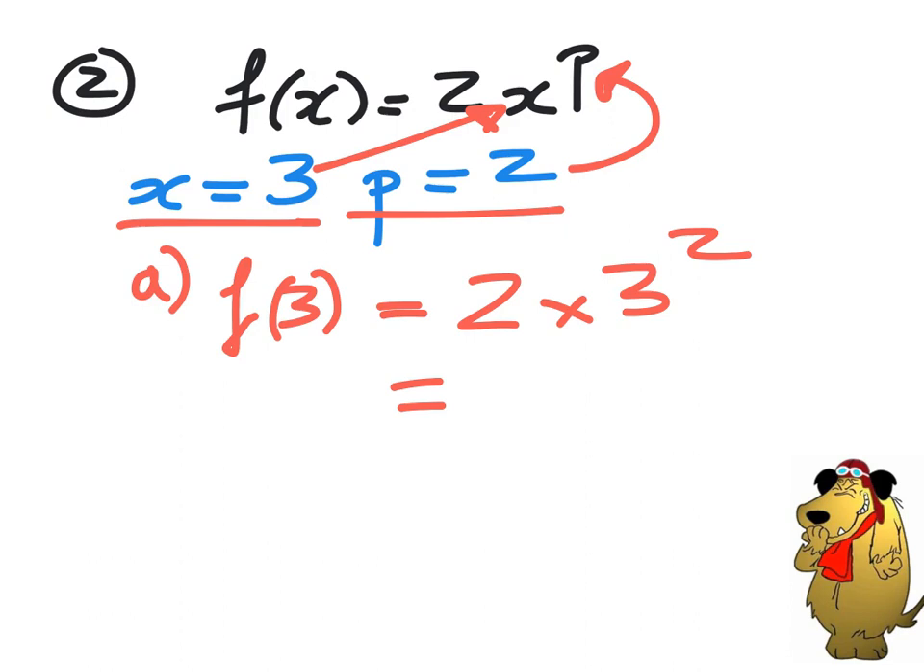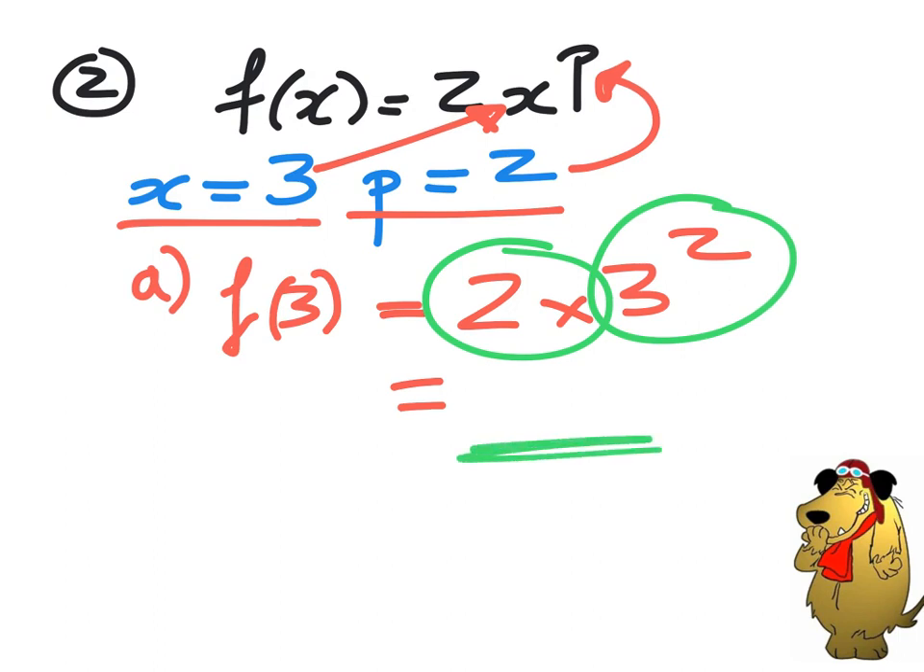Right, so I just need to work this out. So what's 3 squared, and then what's that times 2? Give me the answer. And you just have to repeat that for questions B and C.